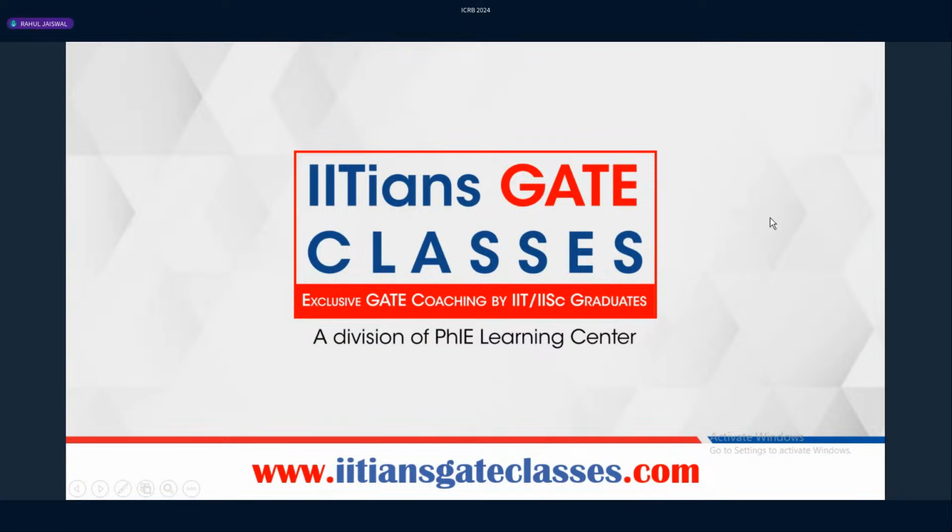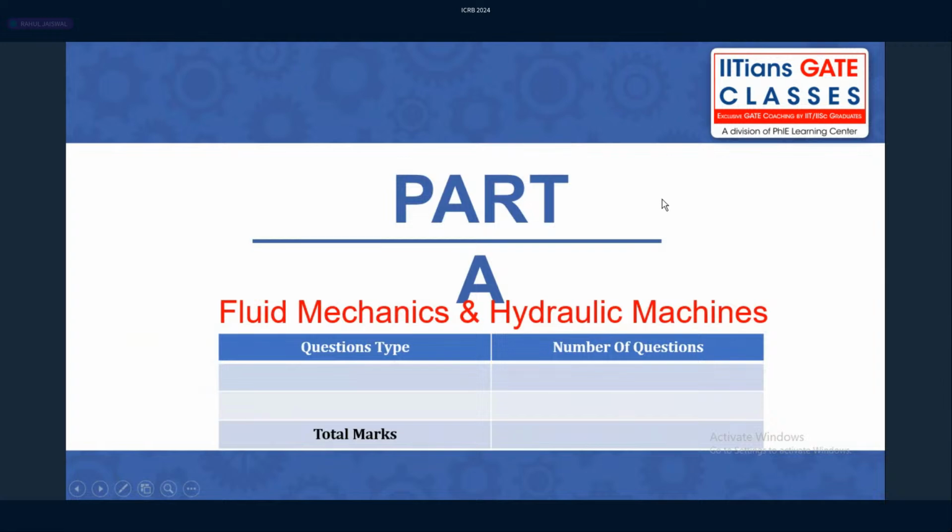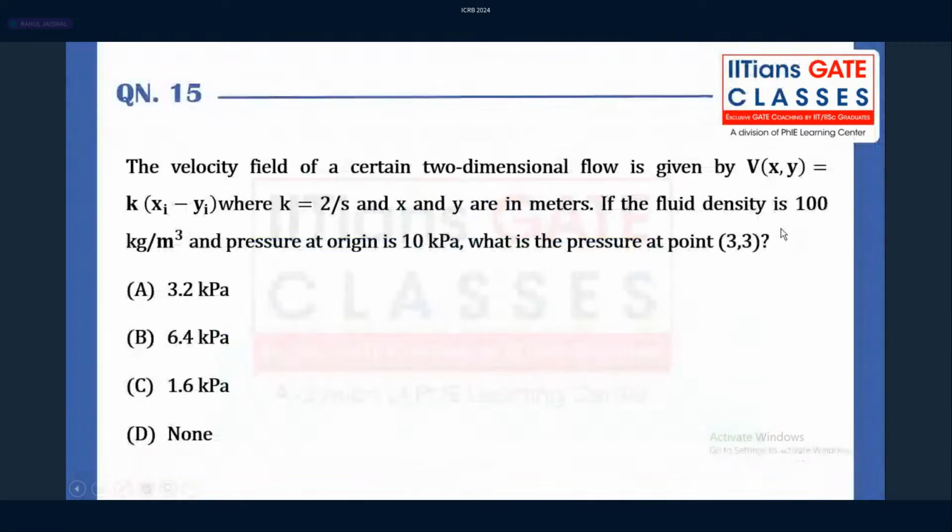For mechanical engineering, here we are discussing the fluid mechanics and hydraulic machines solution for Set E. Now we will start our session with question number 1 for fluid mechanics.